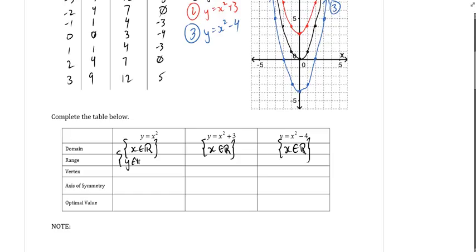The range was y is an element of the real numbers such that y is greater than or equal to 0. So y could be anything 0 and up. Did that change for x squared plus 3? Owen, what do you think? So y is an element of the real numbers such that, did that change? Very nice. Nicely said. So in other words, y is greater than or equal to 3. So it did change. So the plus 3 changed the range, did not change the domain.